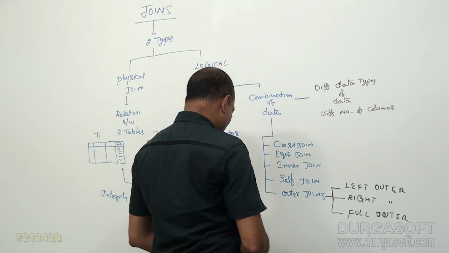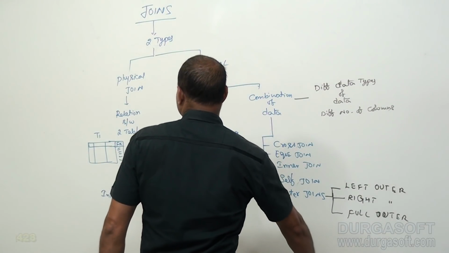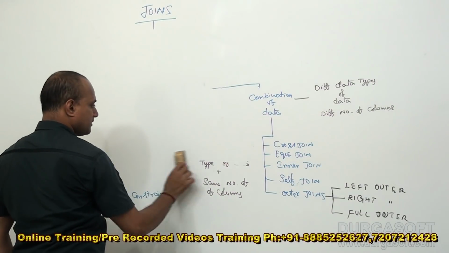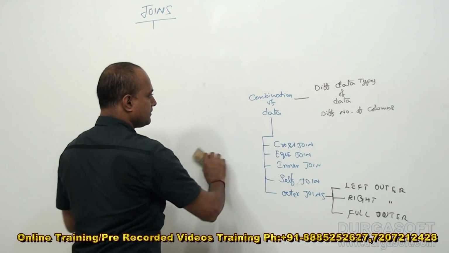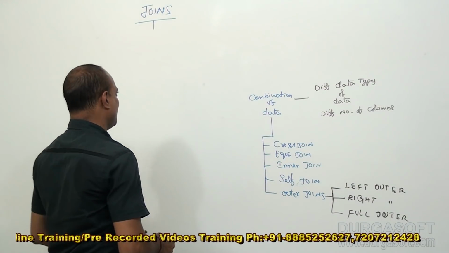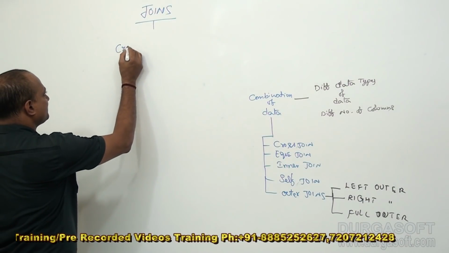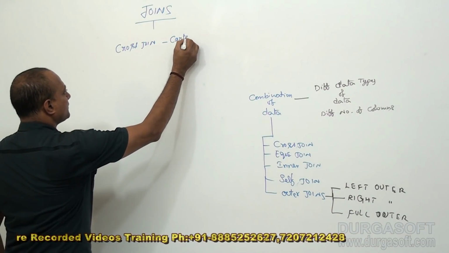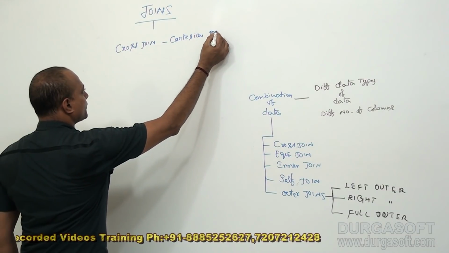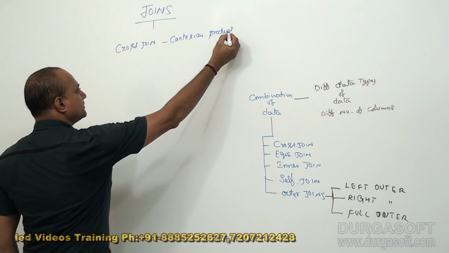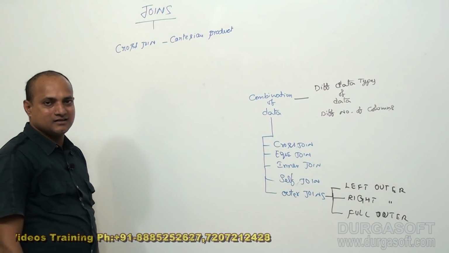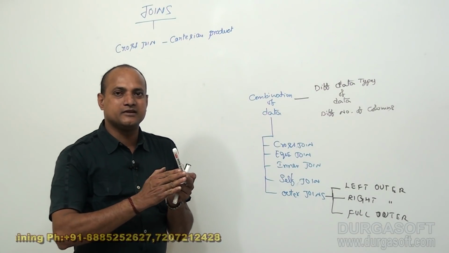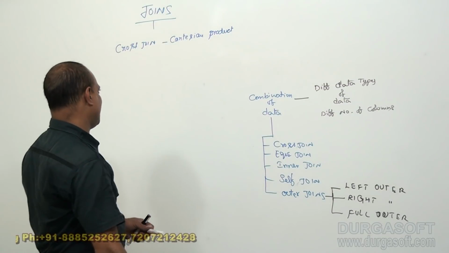Let me discuss what a cross join is. Let me remove this part. Now see, what is a cross join? Cross join is called Cartesian product. This was implemented from set theory. In mathematics we have set theory, so the values from one set are mapped with the other set.